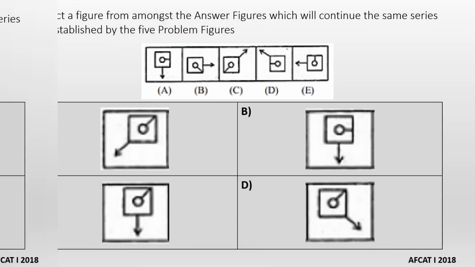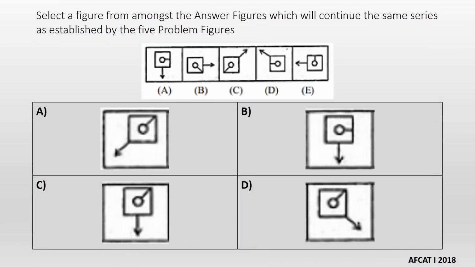In this again we have to find the next in series. So if you see the arrow, first it moves 90 degree, then it moves 45 degree, then again it moves 90 degree, then it moves 45 degree. So now it should be moving 90 degree. So after E, it should be pointing towards down. So option C and B both are having the below arrow.